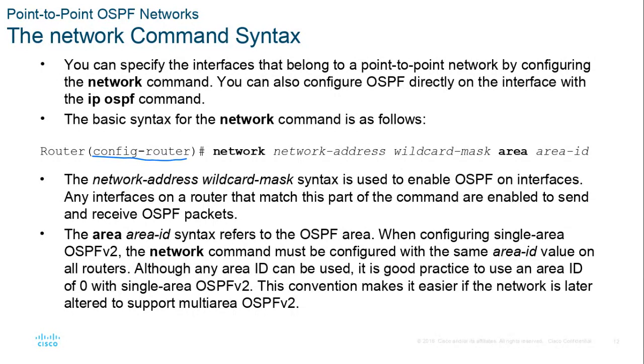So we're going to use the command network and put in some network address. And oh my goodness, the wildcard mask. We haven't talked about wildcard masks yet. A wildcard mask is a mirror image of a subnet mask. So if my network was 192.168.1.0 and 255.255.255.0 was the subnet mask, the mirror image of that is 0.0.0.255. Then you specify area 0. We're going to do all area 0 here. If you were doing CCNP and multi-area networks, you could do area 1, 2, and 3.